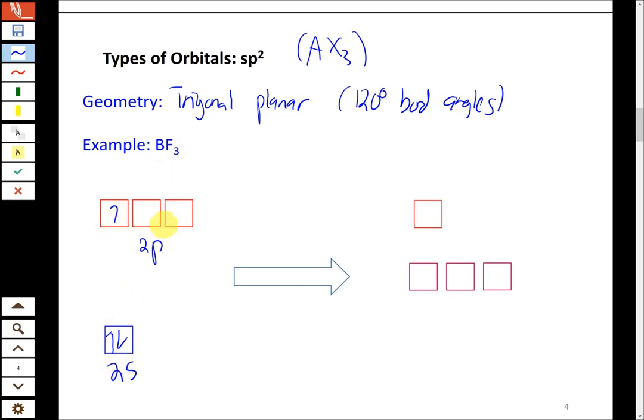We can't just use pure atomic orbitals to do that, because the 2s orbital is spherical, and the 2p orbitals are 90 degrees apart. To get a 120 degree bond angle, something else has to happen. So again, what we do is, if we want to have three electron groups around our center atom, like we do here, three fluorines in this case, we're going to take three of these orbitals and hybridize them. So we're going to do hybridization again, and this time it's going to involve three total orbitals. So it's always going to involve the 2s, and then two of the 2p orbitals.